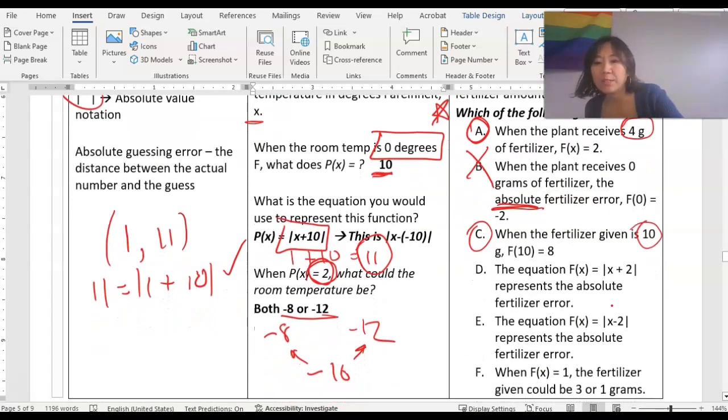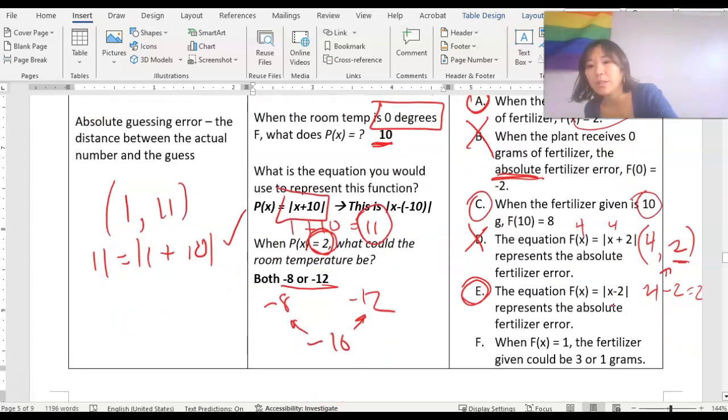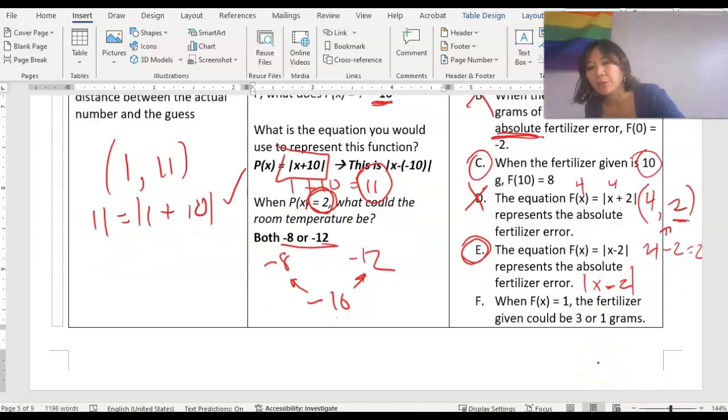D, the equation f of x equals x plus 2 represents the absolute fertilizer error. So we know, for example, that 2 and 4 are inputs and outputs that work. So 4, 2 is an input and output that work. If I plug in 4 here, I would get 6, not 2. So this is not it. But the next equation says x minus 2. So if I plug in 4 minus 2 equals 2, that is correct. So this is the one that works. Again, here, because I am doing the amount of fertilizer that it gets minus the amount that I'm supposed to get, gives me x minus 2 in absolute value. And remember that that would shift our graph to the right.